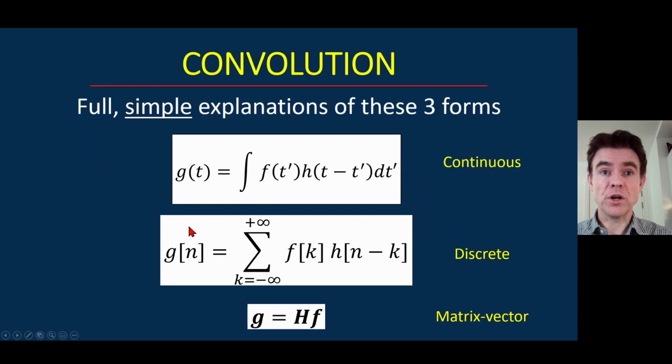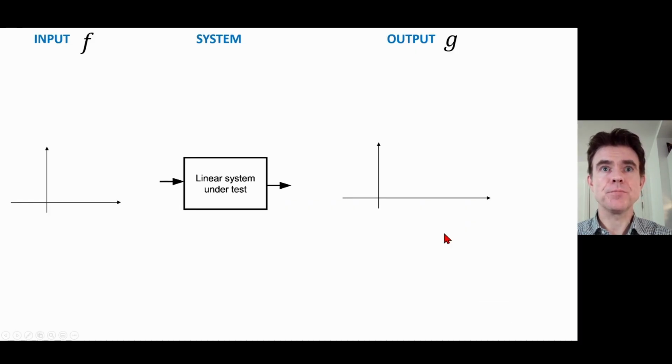I'll start off with this discrete case here, relate it to the continuous case, and then finish with what I feel is the best understanding of all for convolution, which is the matrix vector terminology. So what we've got, in general, is some kind of linear system, and we're putting in some input function f on the left-hand side here, and getting some output g on the right-hand side.